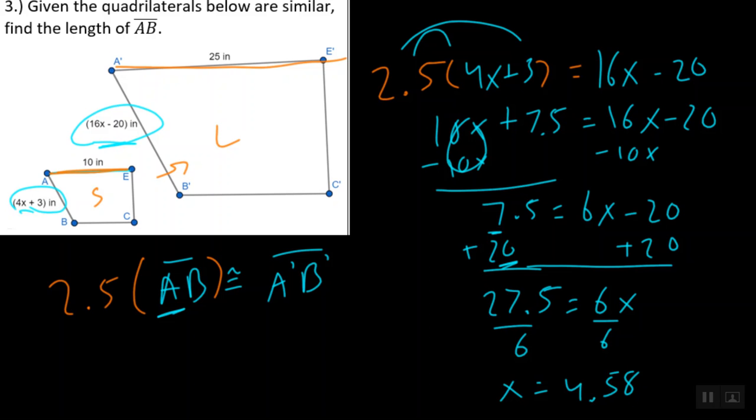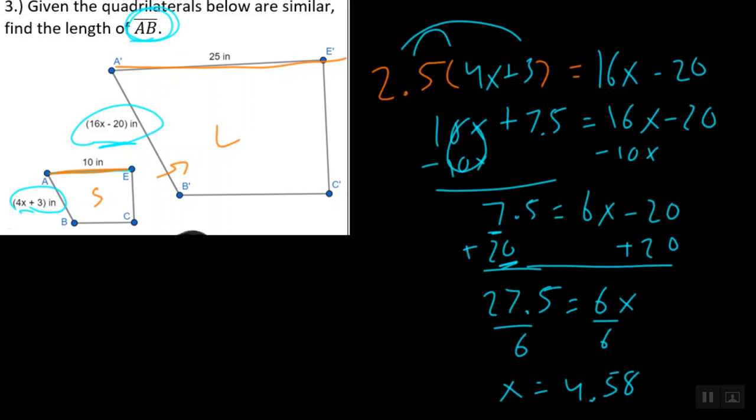Now, what are we looking for? Are we looking for AB or A prime B prime? You have to go back here and say, oh, you know what? On this one, we actually want to know what is AB itself. So I know AB here is, let's switch up to this nice orange, or this red, why not, 4x plus 3.